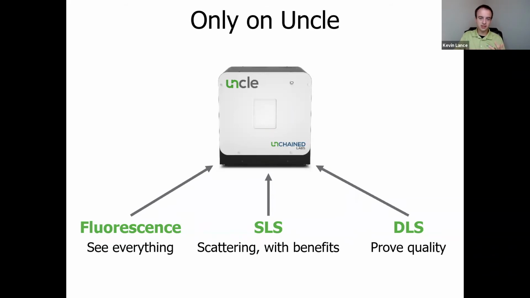With SLS, you get 100% authentic light scattering, but you also get those other benefits of B22 and G22 information. And with DLS, you don't just check that your sample is well behaved and high quality. You get to prove it by showing that there are no aggregates present and that everything is the size that it should be. So all of this is combined on one sample, only on UNCLE.